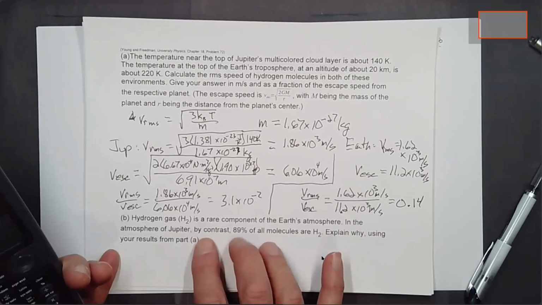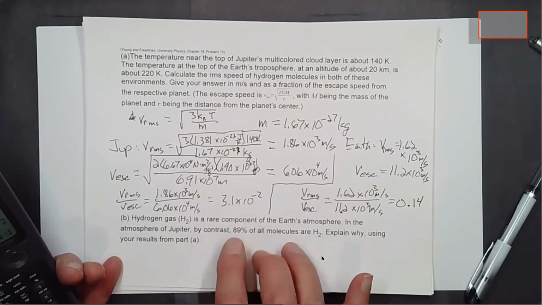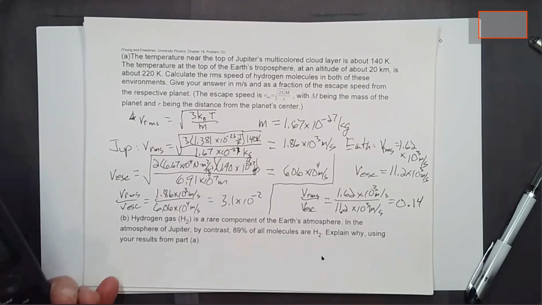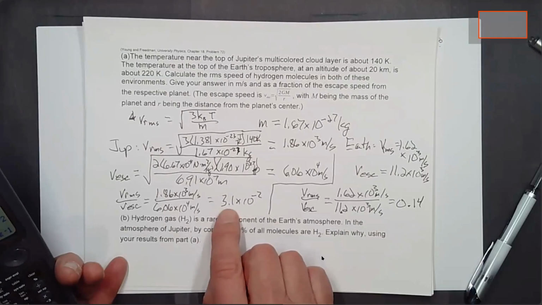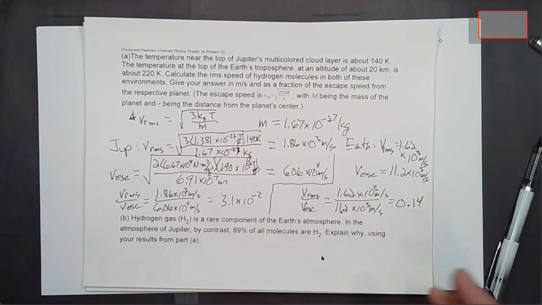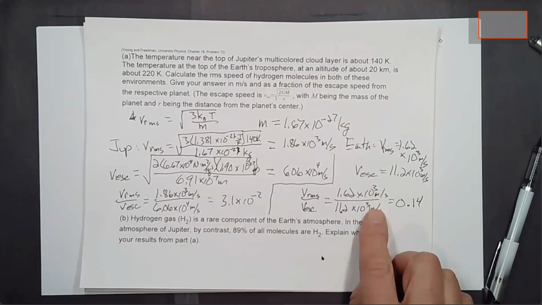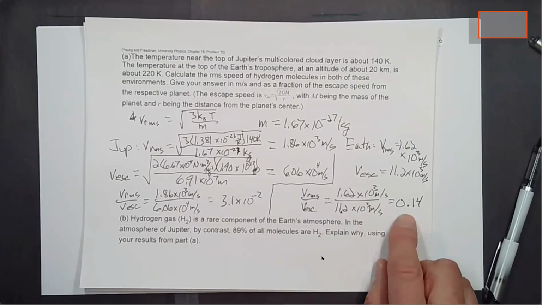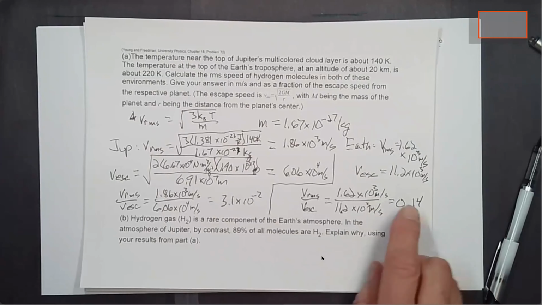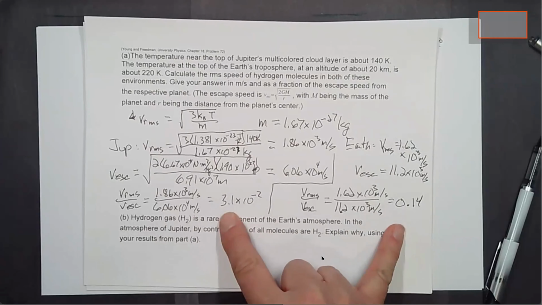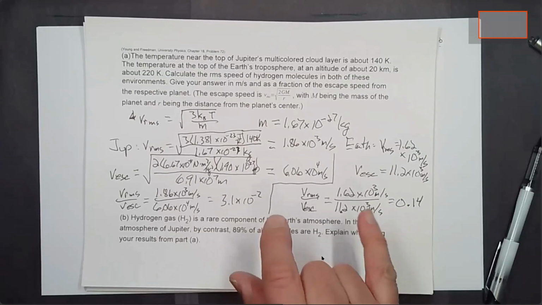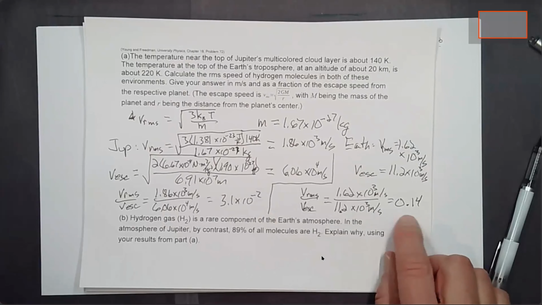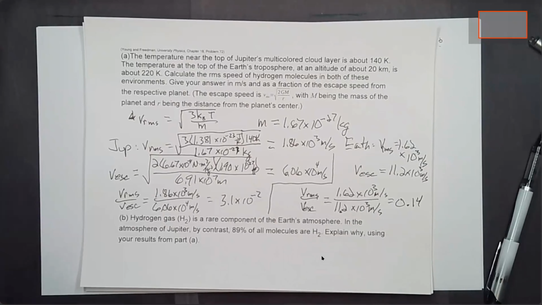We'll just look at these different values here, where this is only about 3% and this is about 14%. If you divided the RMS speeds by the square root of 2, we'd multiply these by about 0.7. It'll have the same scale factor, but it'd be a little bit less than that. But anyway, it's a rare component in the Earth's atmosphere.